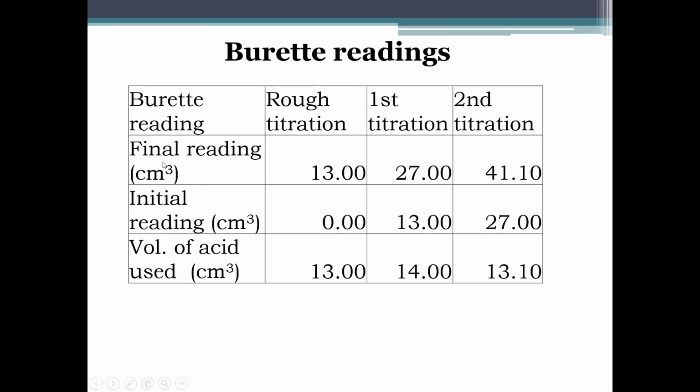And your table looks like this. You have your final burette reading first. The reason why we put the final before the initial is that it will be easy for you to do the subtraction. So: final burette reading, initial burette reading, volume of the acid used.